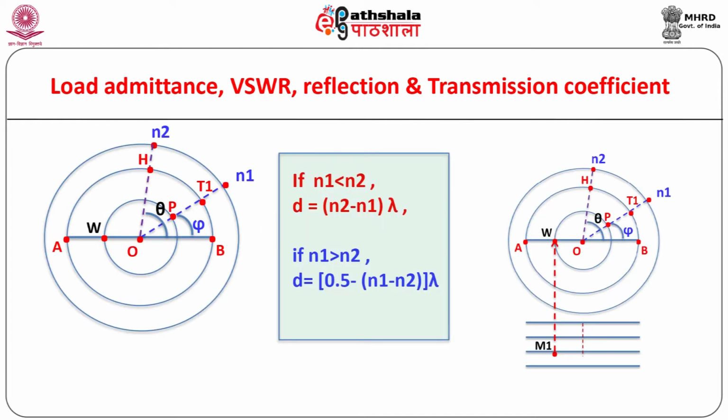Step number 6. Extend the lines OP and OH to read the numbers N1 and N2 showing radial distances on towards the generator scales. Step number 7. The numerical difference between N1 and N2 gives the desired value of distance D. From N1 and N2, we can determine the minimum distance D as follows. If N1 is greater than N2, then distance is N1 minus N2 times lambda. If N1 is less than N2, then distance is given by 0.5 minus N2 minus N1 into lambda.